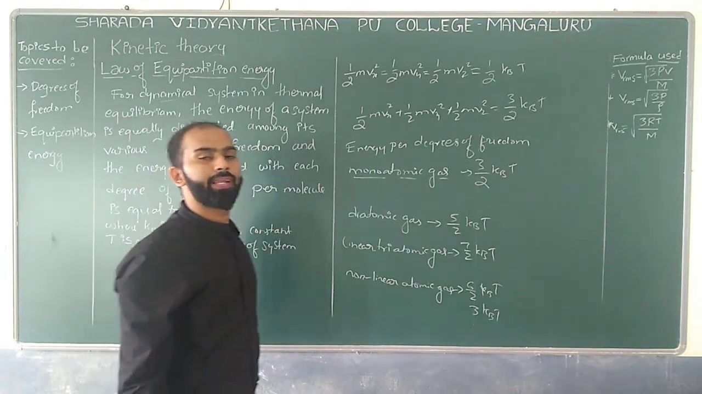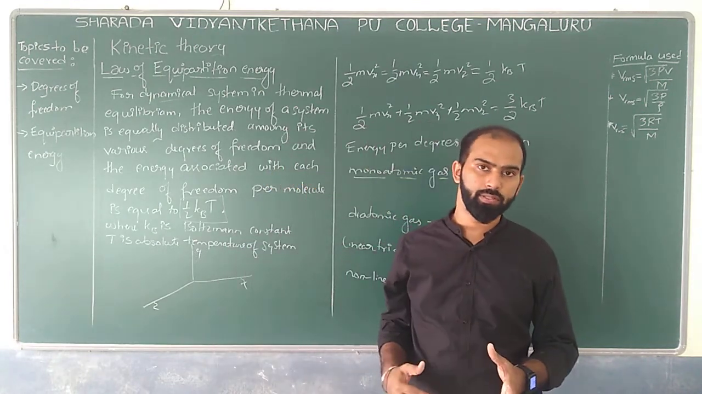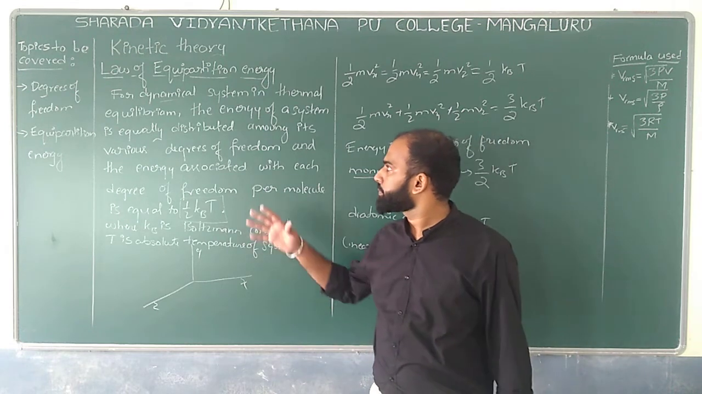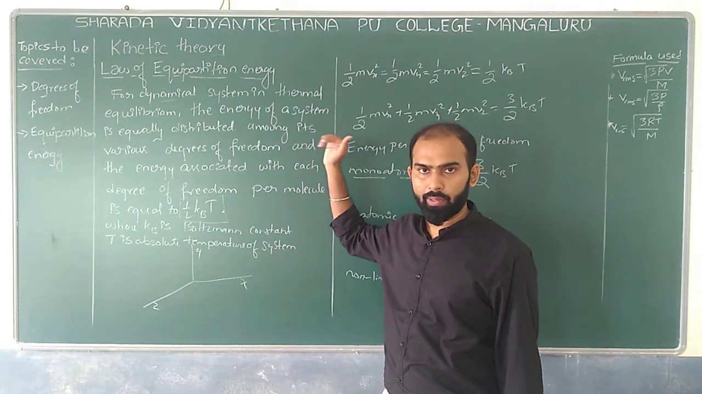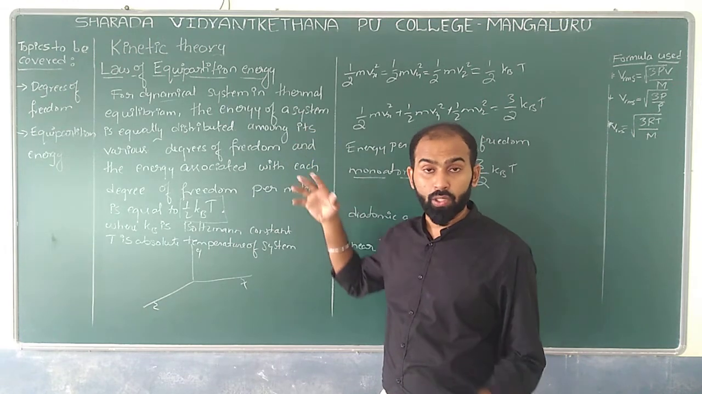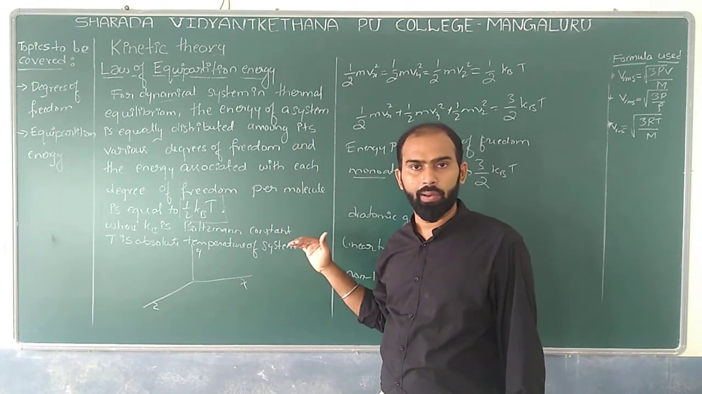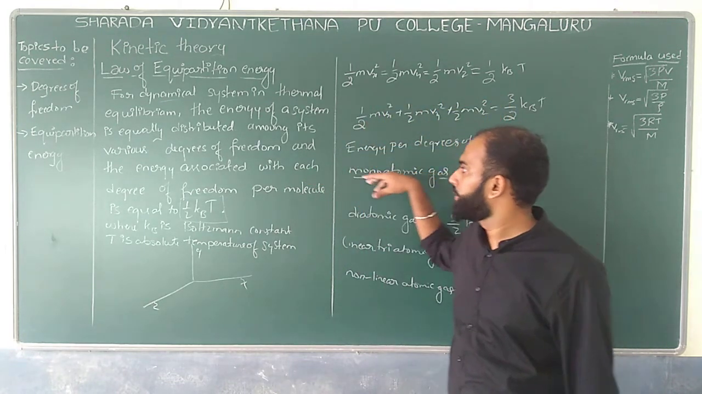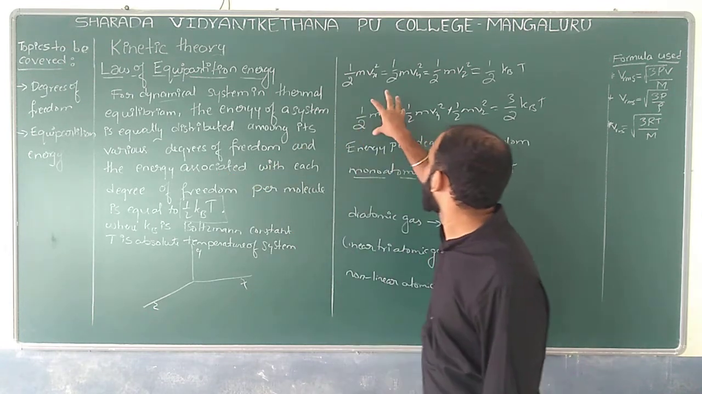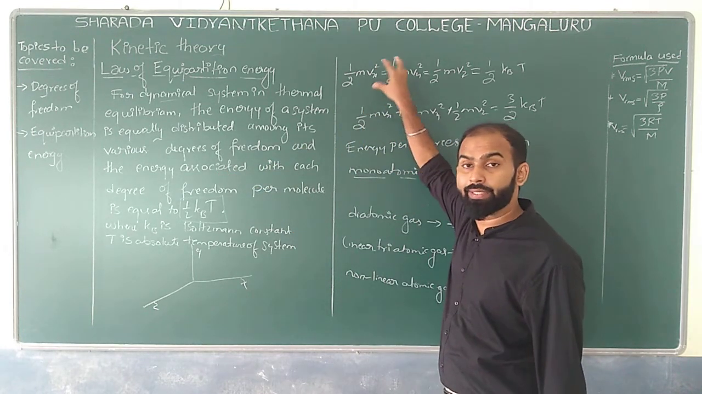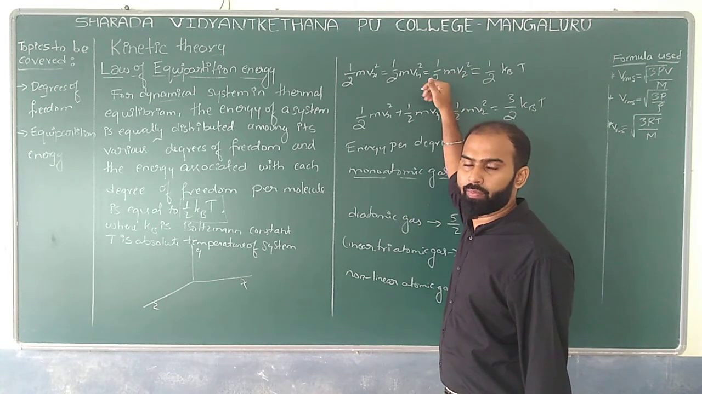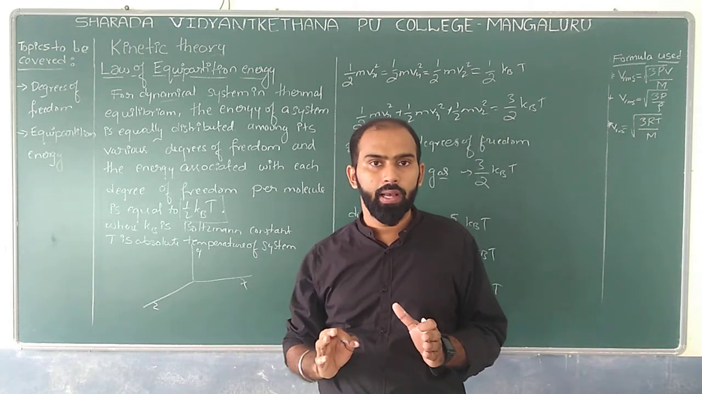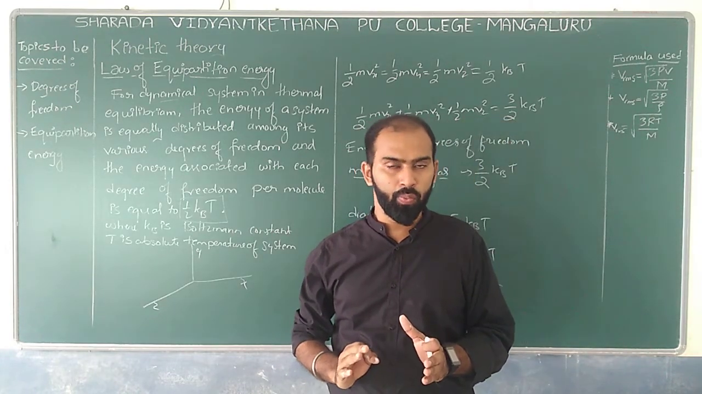So this is what exactly we can expect under the law of equipartition of energy. Well, what do you mean by the law of equipartition of energy? For a dynamical system in thermal equilibrium, the total energy of the system is equally distributed among its various degrees of freedom, and the energy of each degree of freedom is equal to half kBT. So this is the meaning of the law of equipartition of energy. Well, okay.